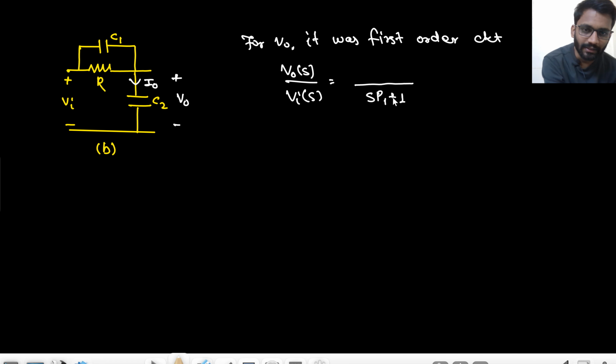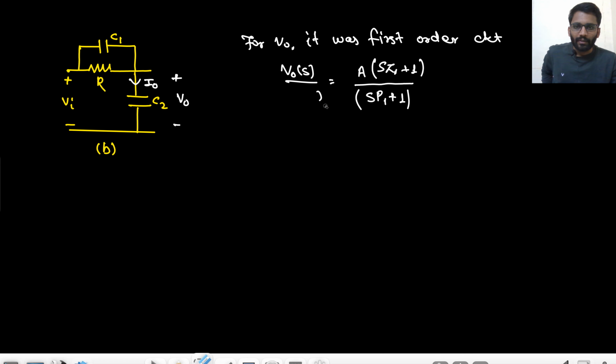SP1 plus 1, something like this. There would be only one pole. A DC gain would be there. There can be a zero at a finite value, and there can be a zero at infinity as well. You don't really know. But if you see the circuit, there would be a zero at minus 1 by RC. But now, not solving the circuit, I just assume there would be one zero. Okay, at some finite value, there would be some zero. Okay, this is V note S by V in S. Or you can write V note S is equal to A into something into V in S.